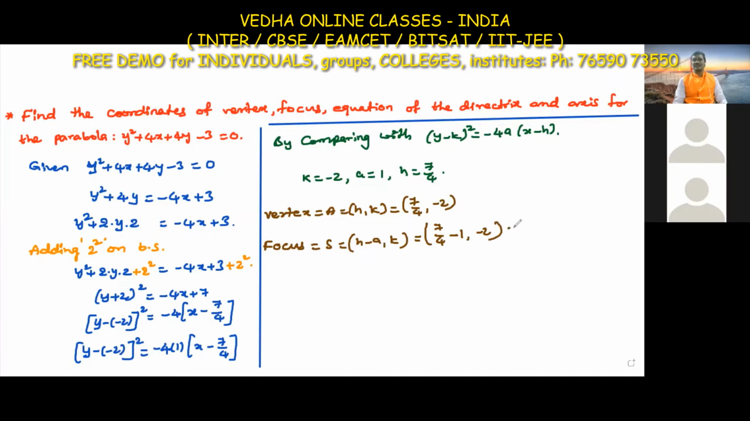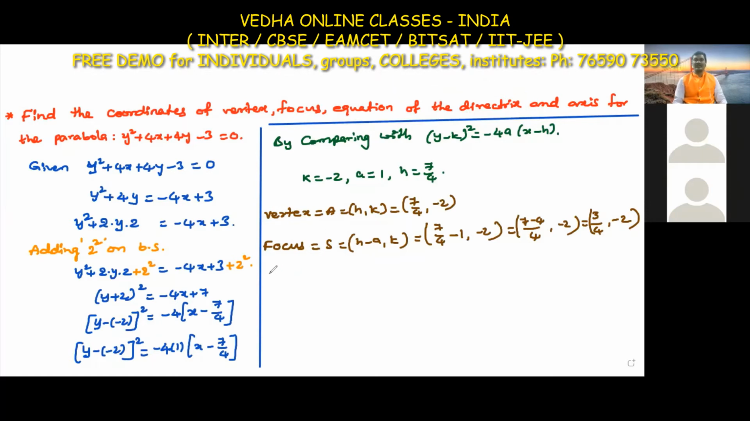Okay, so this is equal to, LCM is 4. So that means 7 minus 4 comma -2. What is 7 minus 4? 7 minus 4 is 3. 3/4 comma -2. This is the focus. After focus, he is asking the equation of directrix.